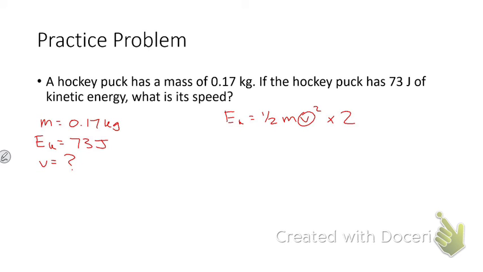So do not divide by half when you're simplifying this. Multiply by 2, just to get rid of that, and then you can do everything else, right? So half times 2 goes away. Now you have 2 times EK is equal to mv squared.